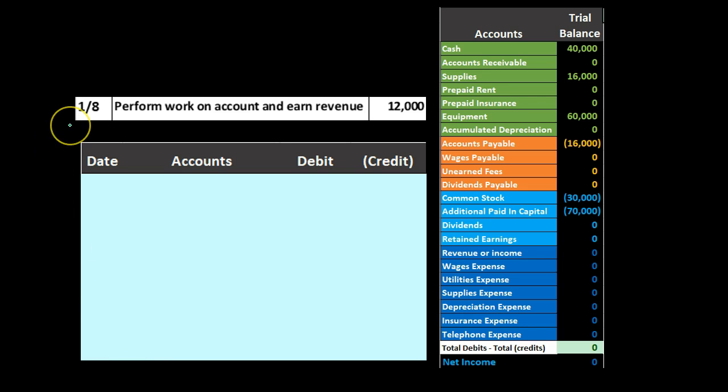Our information is going to be up here on the left. We're going to enter that into our general journal, create and post to the general ledger, creating the trial balance from it. We're going to perform work on account and earn revenue. So first question I would ask is always, is cash affected? In this case, we're going to say it's not because we did work on account.